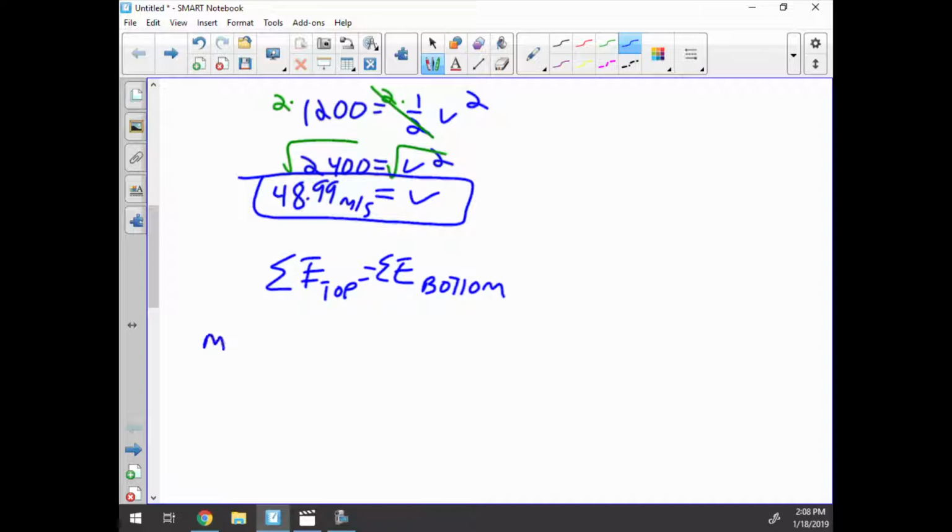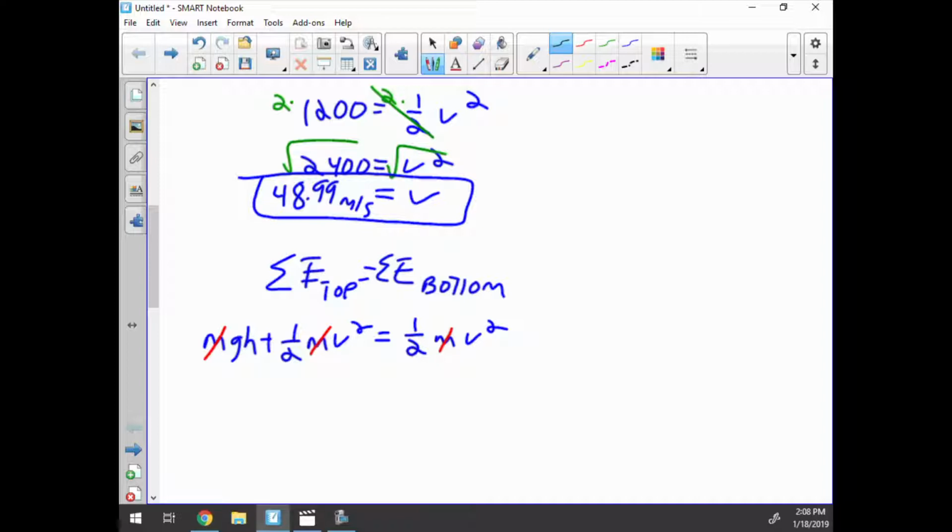At the top, it has the same as it did last time. At the bottom, though, it has absolutely no height. Height is 0. So there is no potential energy. All the energy is going to be kinetic. So our equation is a little bit different. All right? We are still going to cancel the m's, because there's an m in every term.